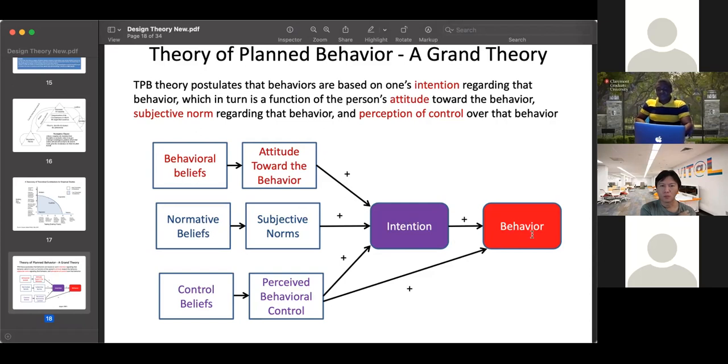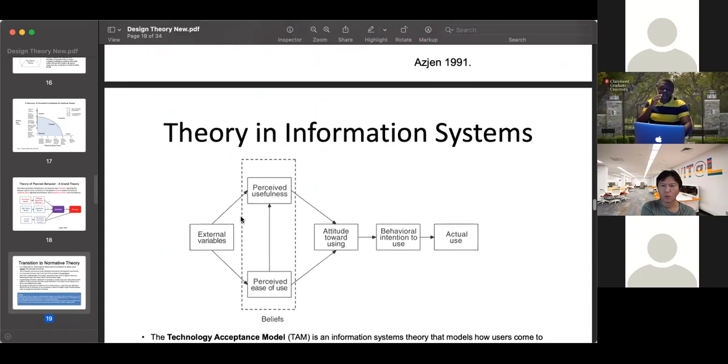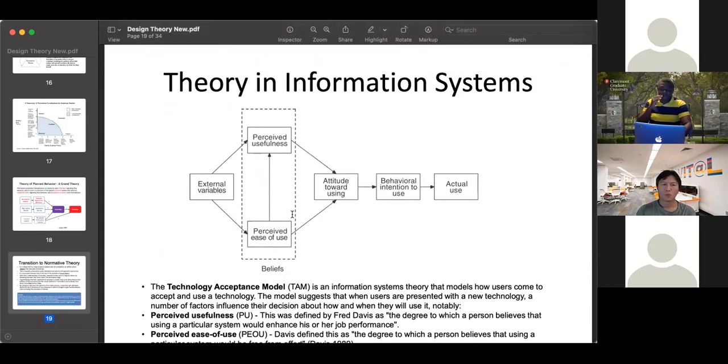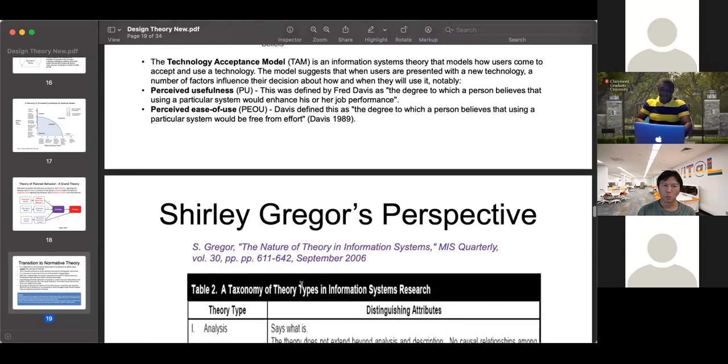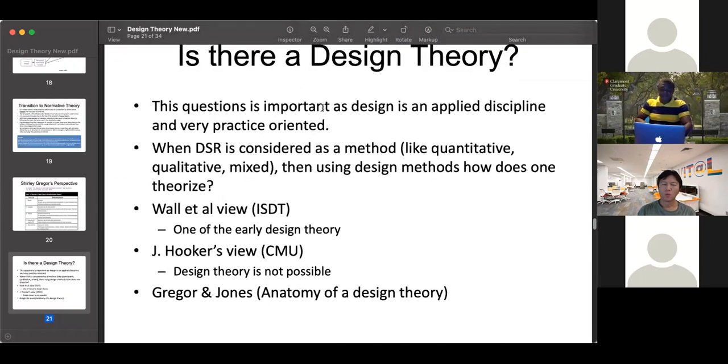So you can see intention and behavior. So we don't need to bother. Nobody's going to ask you to use them anymore because perceived usefulness, this is from TAM. TAM is no longer in use. Don't use TAM again, you know. So, Shirley Gregor, like we saw these things already, you know.